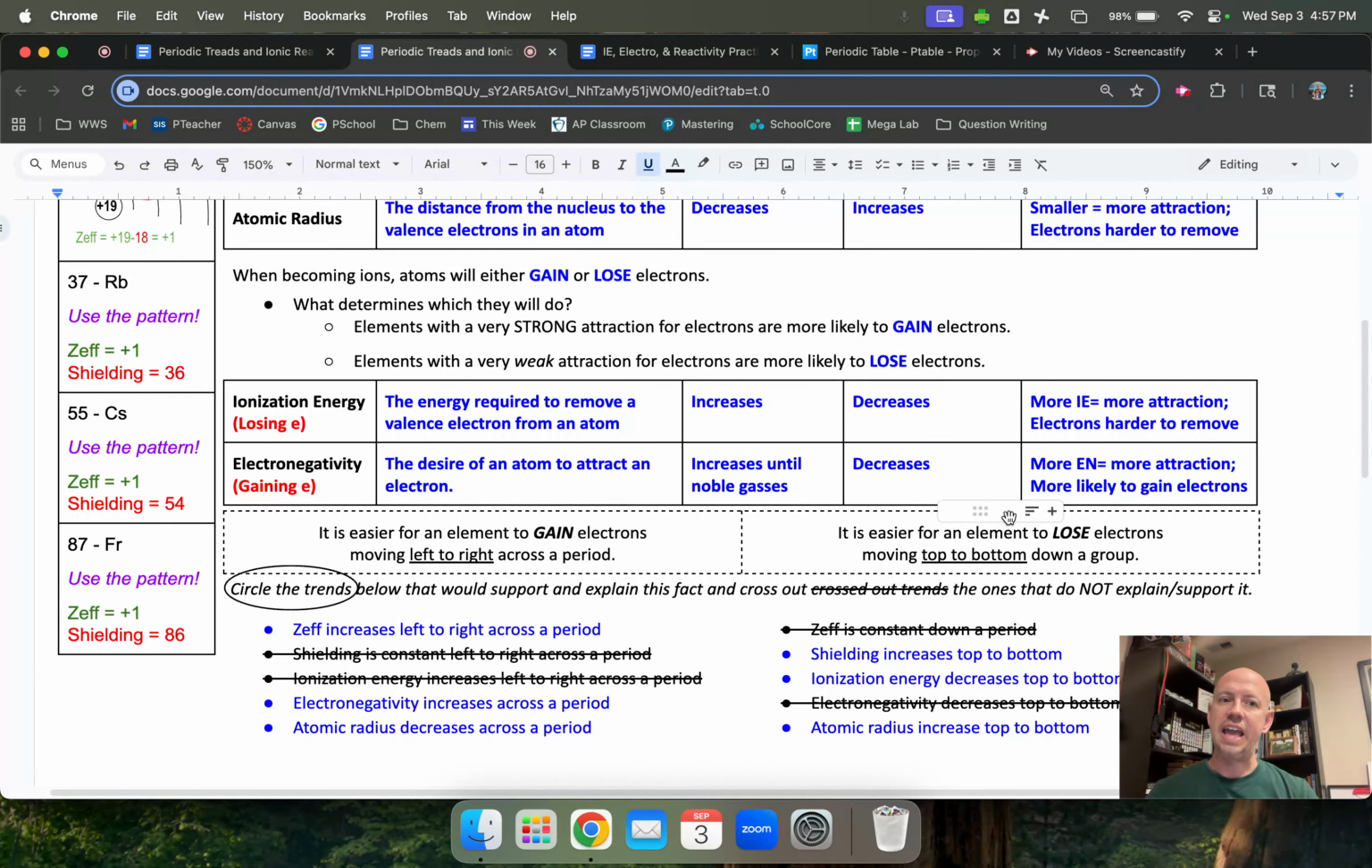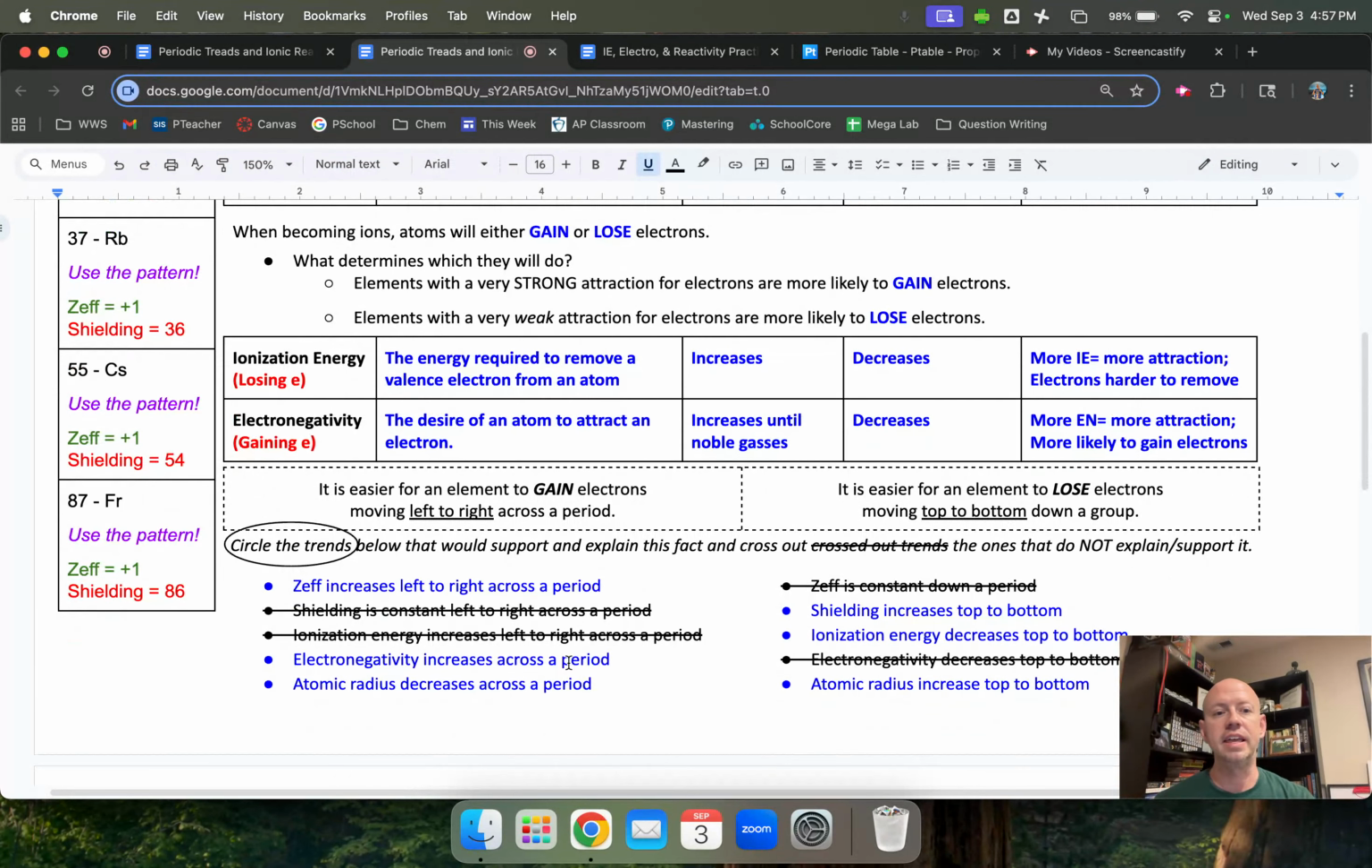So that high attraction, remember that's really far to the right, really high up to the top, is going to have a really, really high electronegativity. Whereas those elements which are not as far to the right and not as close to the top are going to have a weaker attraction and therefore a weaker electronegativity.